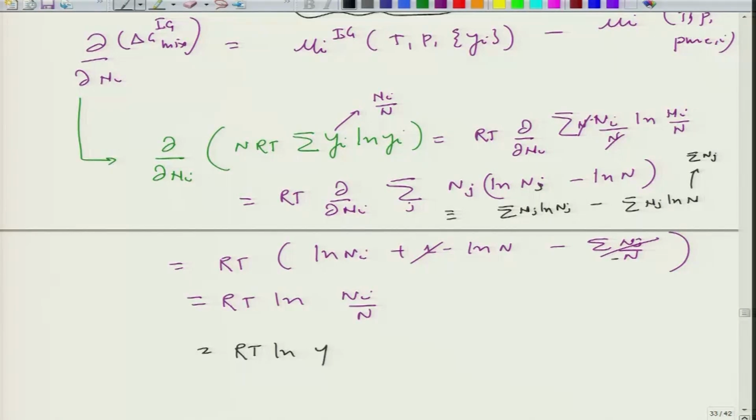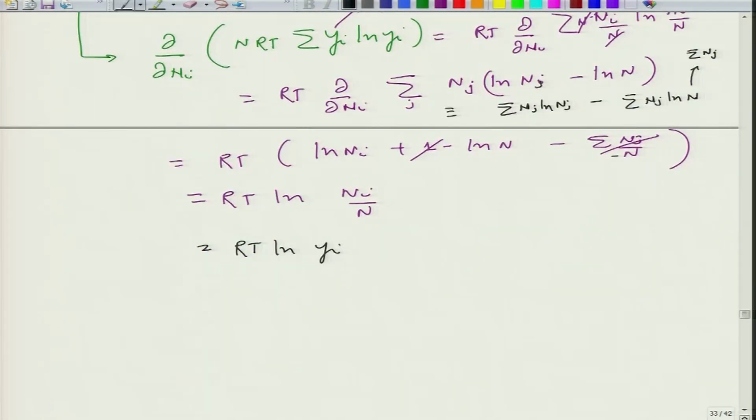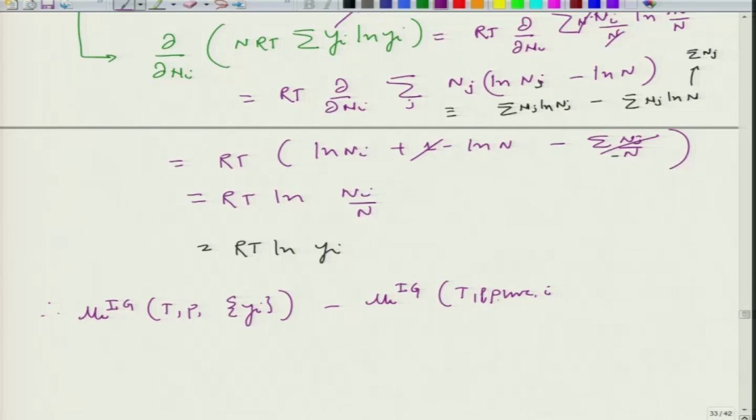RT ln yi. So, what you have derived is the following: the change in the chemical potential of a component i in a mixture with respect to the pure component is nothing but RT ln yi. So, that is what you have derived. Therefore, mu i ig at temperature, pressure and yi, minus mu i ig at T, P and pure i, that is the temperature, pressure and pure i, would be now RT ln yi. This is the expression which you have developed.